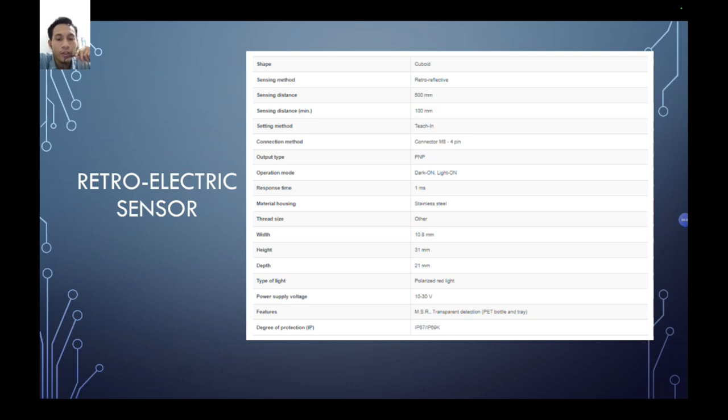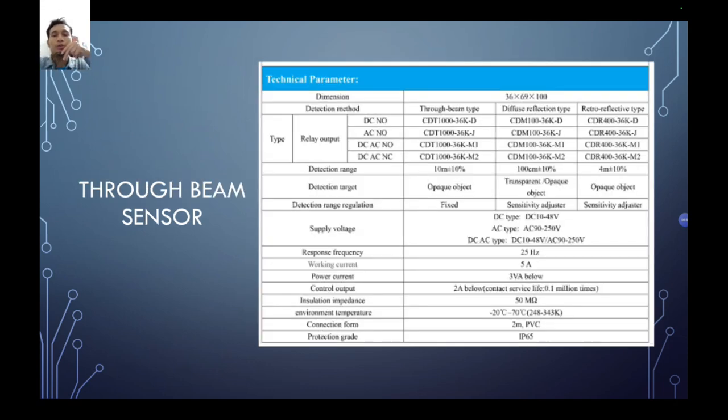The protection for this device is IP67. Sorry. Okay, we continue to the through-beam sensor. The through-beam sensor dimension is 336 times 69 times 100. The detection range is 10 meter plus or minus 10%. The detection targets are opaque objects. The detection regulation is fixed.